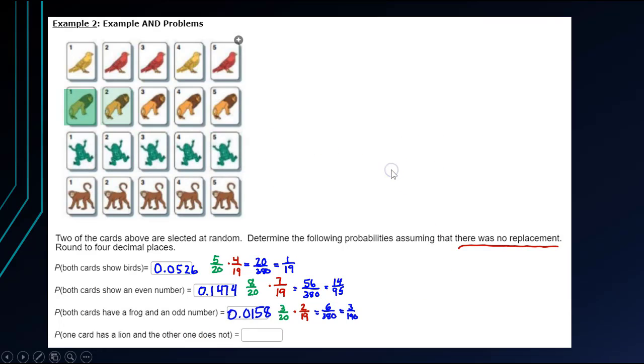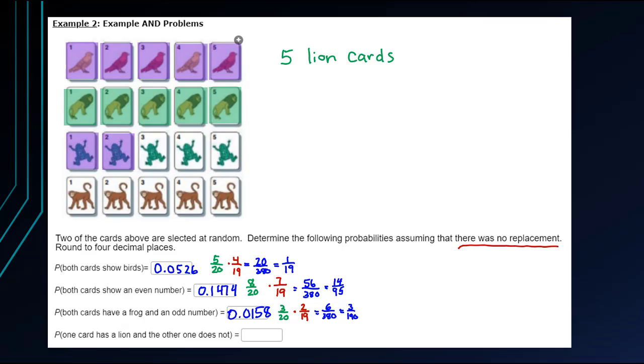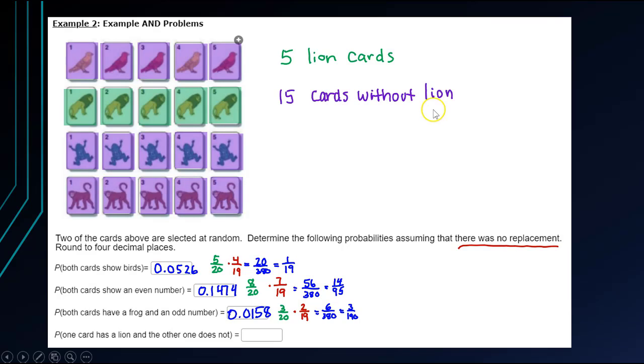Probability that one card has a lion and the other does not. A little tricky here. I have 5 cards out of 20 that are lions. I have 15 that don't, and 20 cards total, of course. So when I pick the first one, notice how it says one card has a lion and the other one does not. It's not saying that I pick them up in any particular order. That's the other tricky part about this.